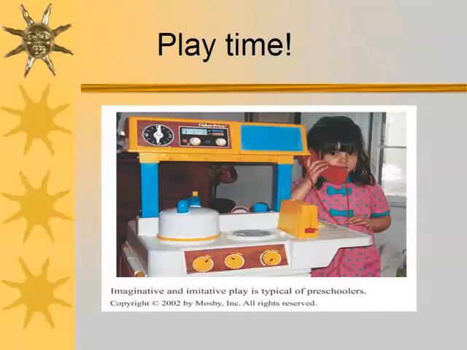When we talk about preschoolers and their play activities, we start to see much more imaginative and imitative play. This is where they want to play house and pretend that they're mommy or daddy, or play hospital, where they may pretend that they're the doctor or the nurse. So thinking about different types of toys, oftentimes that's the type of play that you'll see preschoolers engaging in.